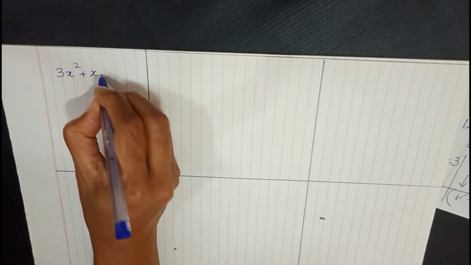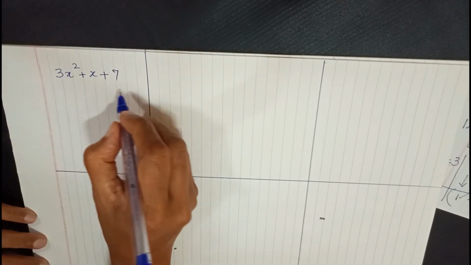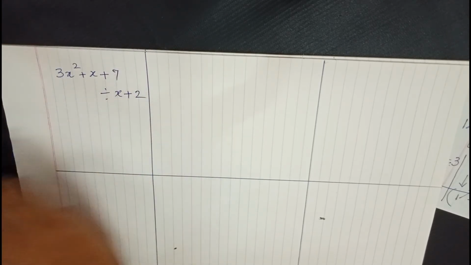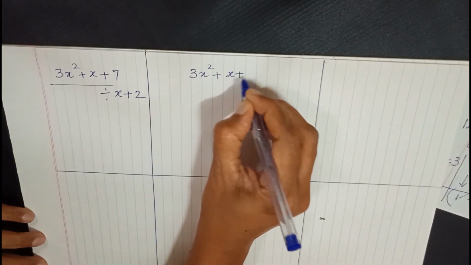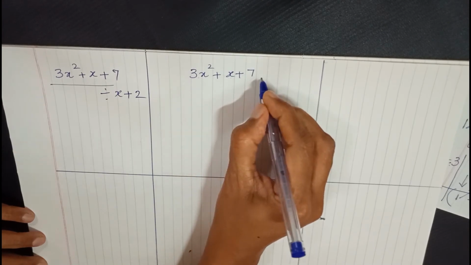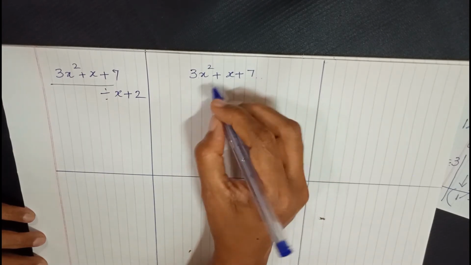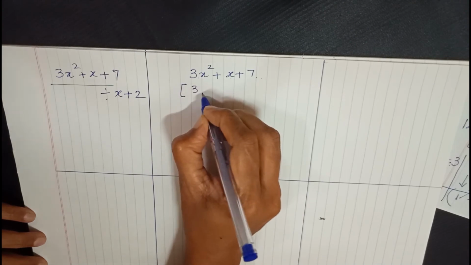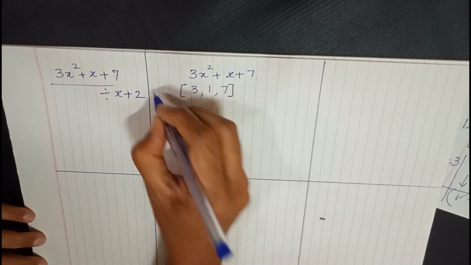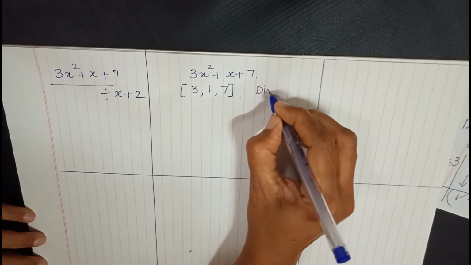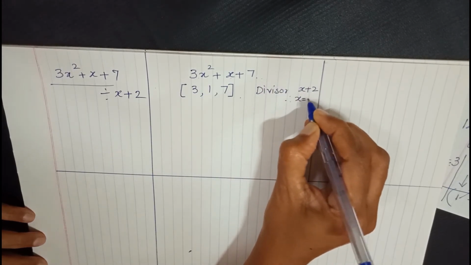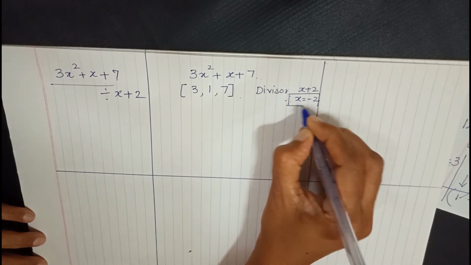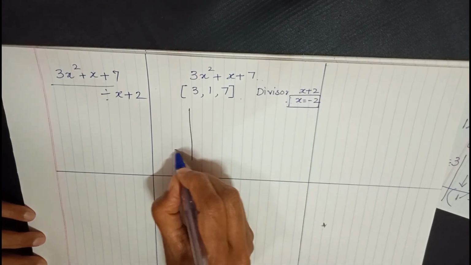Let us say 3x square plus x plus 7 has to be divided by x plus 2. So let's take the polynomial first. Now this is in the decreasing form of the order 2, 1 and 0, so we don't have to add any other term in this. So the coefficient form becomes 3, 1 and 7. And the divisor is x plus 2. Therefore, x will be equal to minus 2. So let's do the synthetic division.